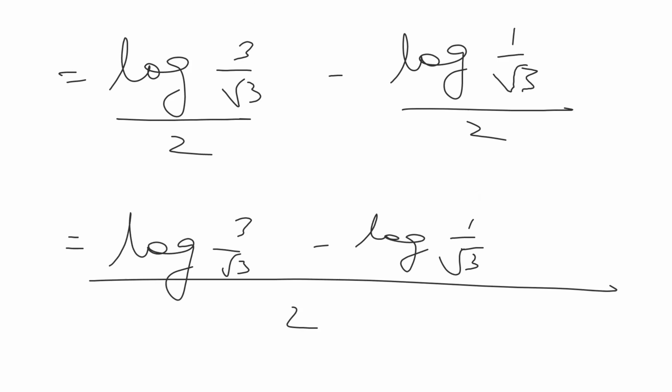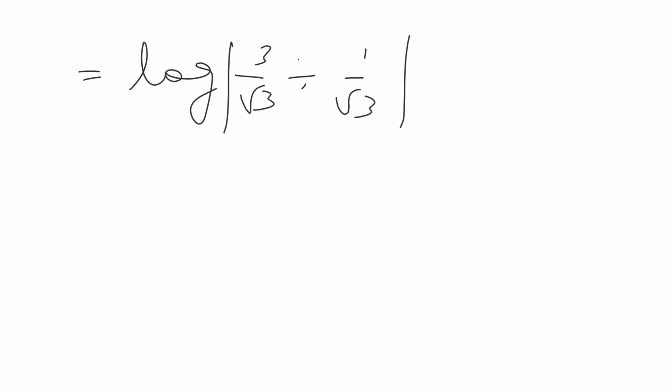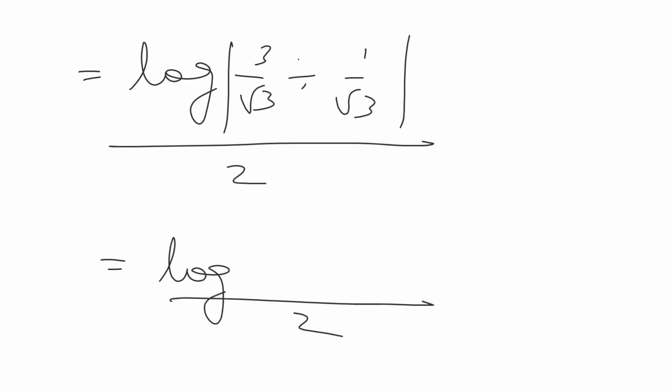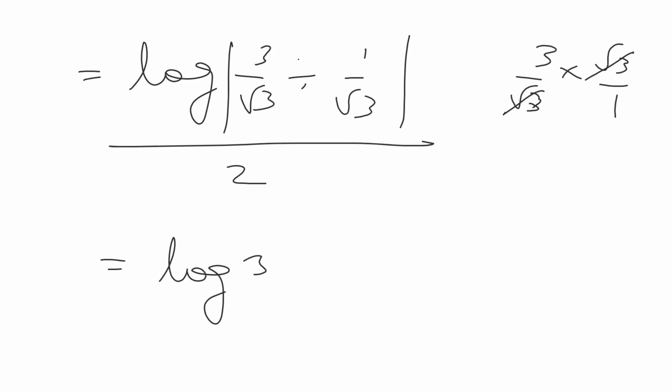Okay, I'm going to the next slide. Log a divided by b. Even if you don't want to put a modulus at this particular step, that's okay. So 3 by root 3 into root 3 by 1. So root 3 will get cancelled. You will get the answer as 3. So this will be log 3 upon 2. That is the final answer.